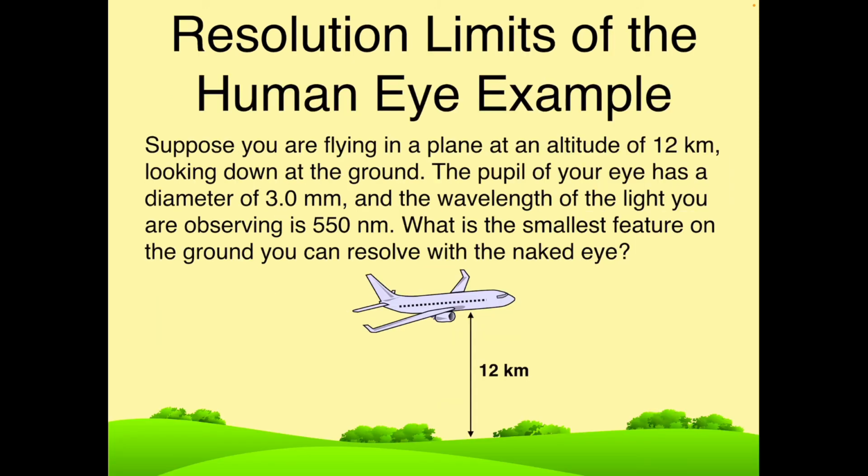Now, let's do an example with this, where we see what the resolution limits of the human eye are. So suppose that you're flying in a plane at an altitude of 12 kilometers above the ground, and you're looking down straight towards the ground. The pupil of your eye has a diameter of 3 millimeters, let's say, and the wavelength of the light that is entering your eye is 550 nanometers. So the question here is, what is the smallest feature on the ground that you can resolve with the naked eye? What is the smallest object that you can actually resolve just using your eye? So let's work it out.